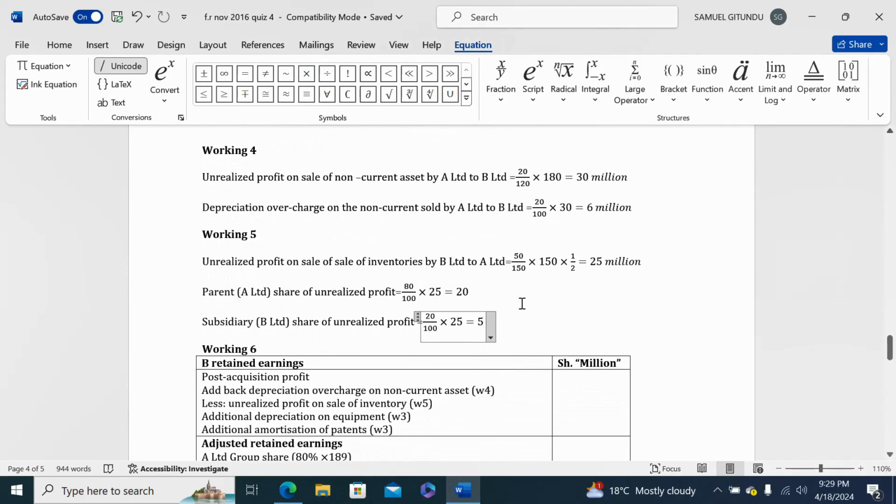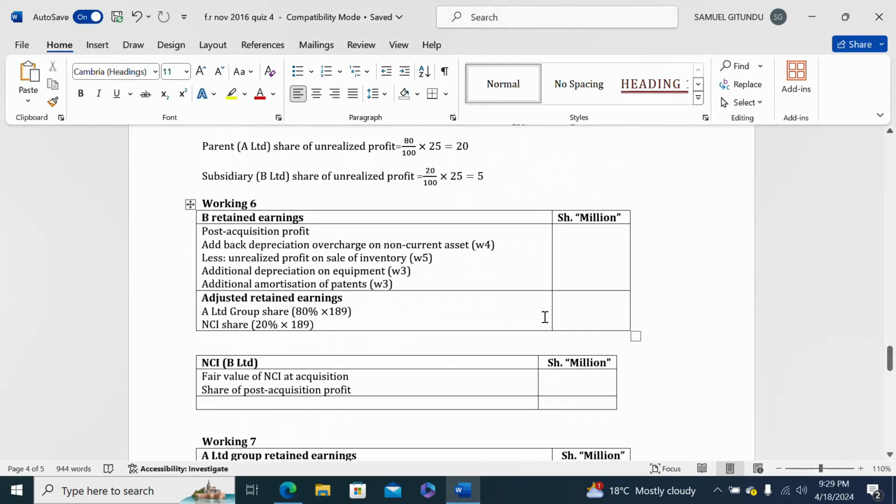So now we are done with working number 5. We go to working number 6, where now we are going to calculate the retained earning in B. That is the retained earning in B. So now this is the post-acquisition profit.